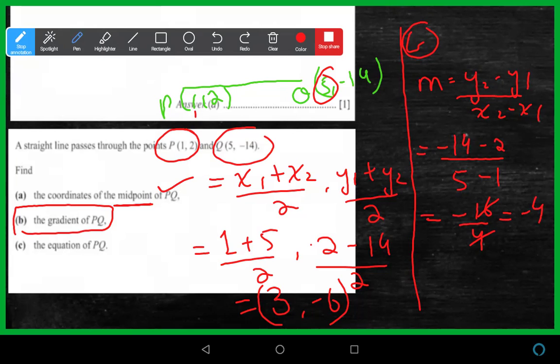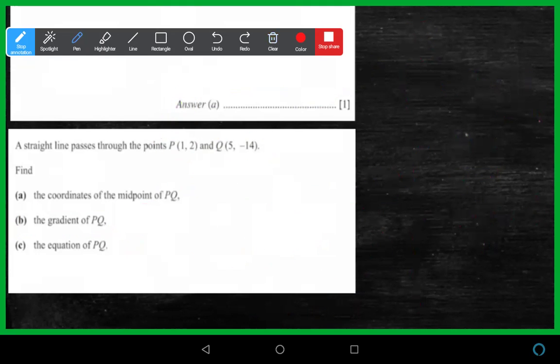Now, the important question is the equation of PQ. Now we have to find the equation. Remember, the gradient is minus 4. Now we need to find the equation of the line. How can we find the equation of the line? We have two formulas of equation, so we can find it using any formula. So remember, the gradient is minus 4. So I'm using the formula y minus y1 is equal to m times x minus x1. So gradient, we all know that this is minus 4.